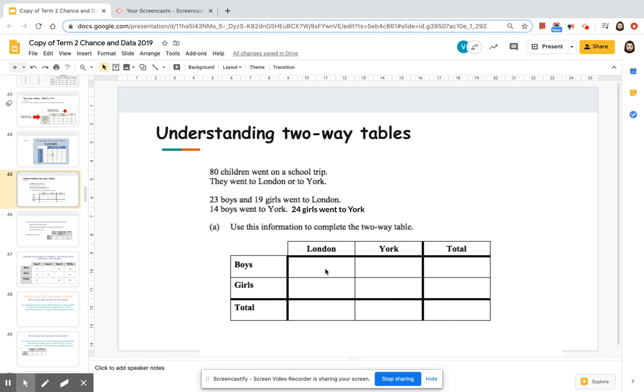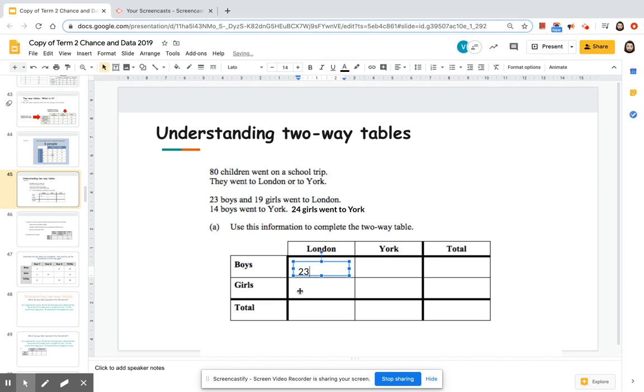Now, to fill out this box here, which is the first box of my two-way table, it is in the boys row and the London column. So that means I need to include the total number of boys that went to London. My information tells me here that 23 boys went to London. So in that box, I'm putting the number 23.